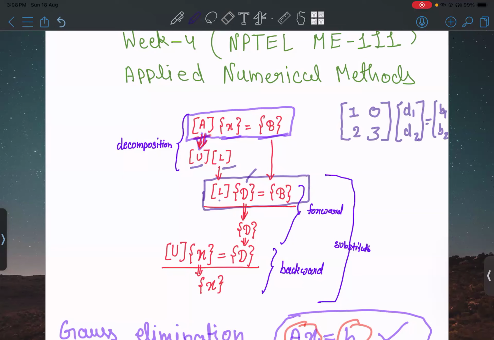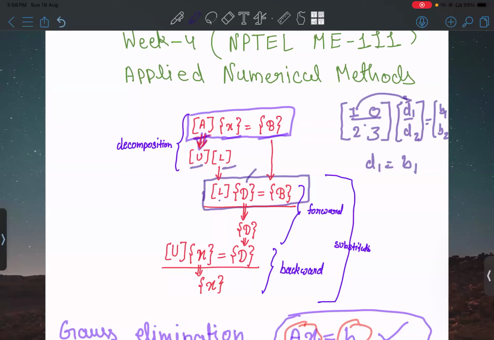So from here, directly I can find D1. If I see this set of equations, this will be multiplied by this, and 0 will be multiplied by D2. That will lead to D1. D1 will be equal to B1 without any elimination. We got the value of D1.